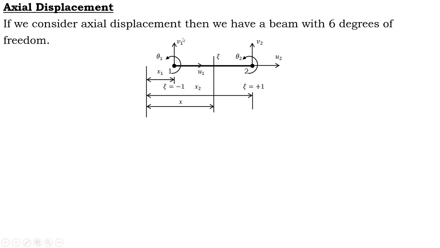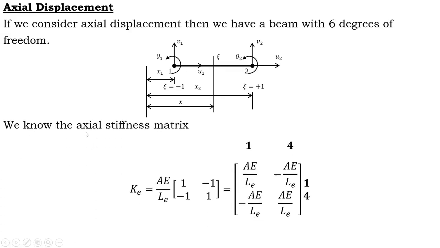For the time being, if I neglect V1 theta 1, V2 theta 2, now it becomes a simple one dimensional bar subjected to 1 degree of freedom at each node. For that I already derived the stiffness matrix, that is given by AE divided by LE, times the matrix 1 minus 1, minus 1 1. I'll take this A divided by LE inside the matrix. Therefore, this is the matrix I am going to get. Now, let us give the numbers: U1 is 1, V1 is 2, theta 1 is 3.